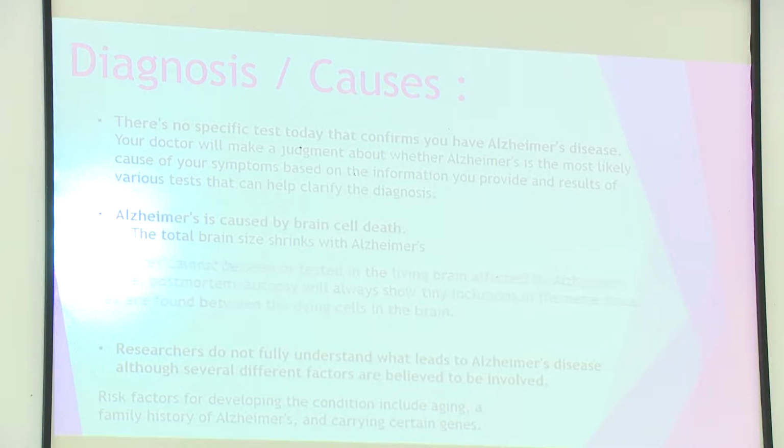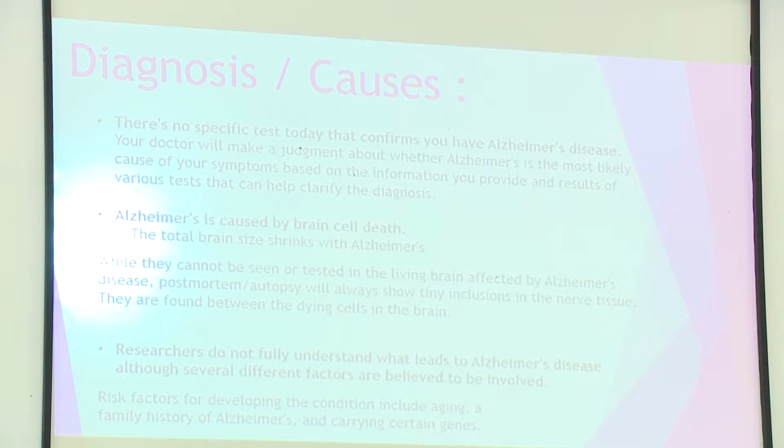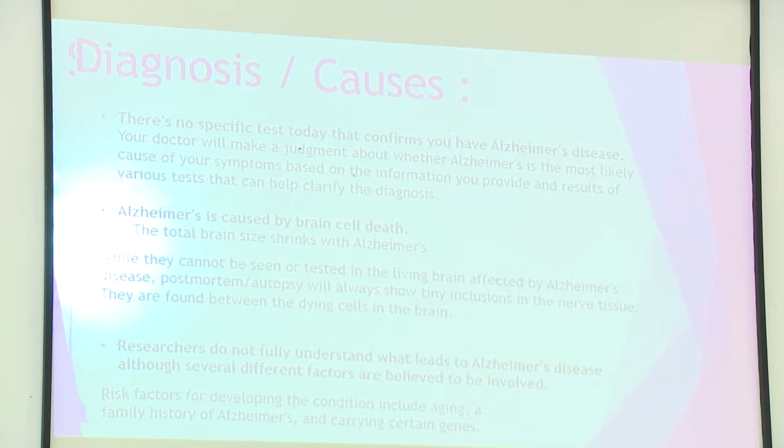While they cannot be seen or tested in the living brain, the autopsy will show tiny inclusions of nerve tissue that are found between the dying cells. Researchers do not fully understand what leads to Alzheimer's disease, although several different factors are believed to be involved. Risk factors for developing the condition include aging, family history, and carrying certain genes.